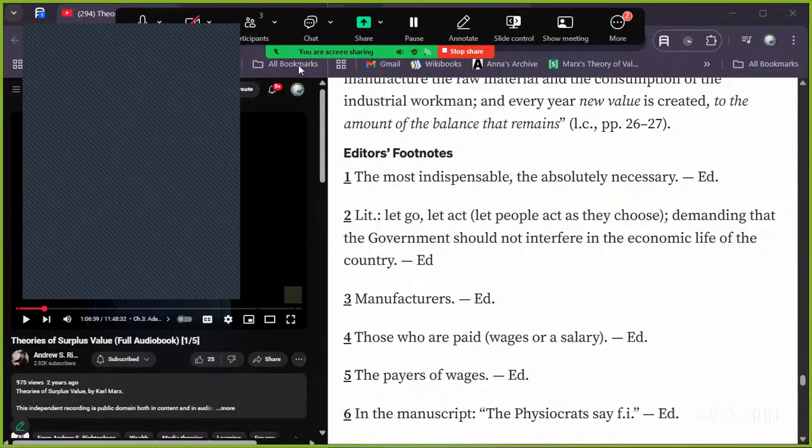Okie doke. Well, we got to the end of that: Chapters 1 and 2 of Theories of Surplus Value, Karl Marx. This is from the audio book, which is included on the Medium page, and I hope you found that useful. I made some notes relative to that.